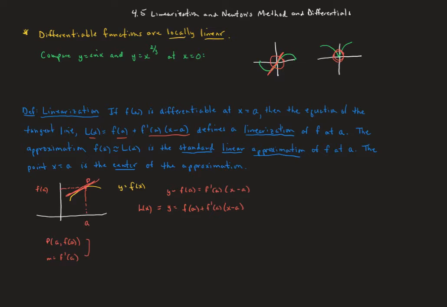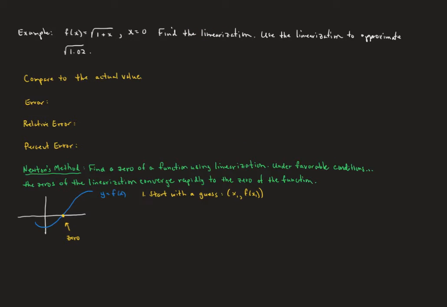So let's look at the next screen. Here is an example. We have f of x is equal to the square root of 1 plus x. We're going to make our linearization at the point x equals 0. And then we're going to use that linearization to approximate the value of the function at a little different place away from 0, but not very far away from 0. To find a linearization, we're just using an old idea, a tangent line.